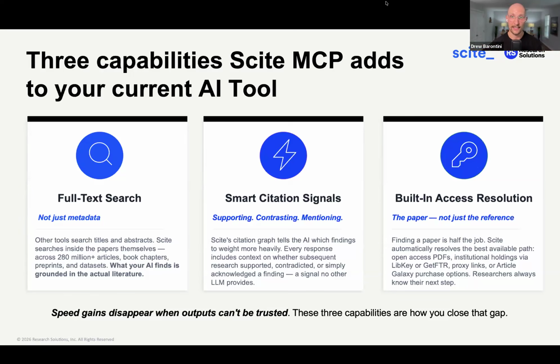And then the built-in access resolution. So this is getting all the way to the paper, not just the reference. It's understanding the source material. Finding that paper is really just part of it, but Scite is going to resolve the best path.